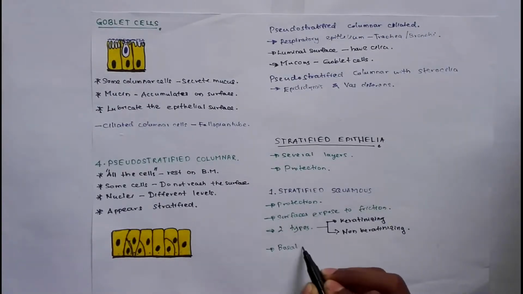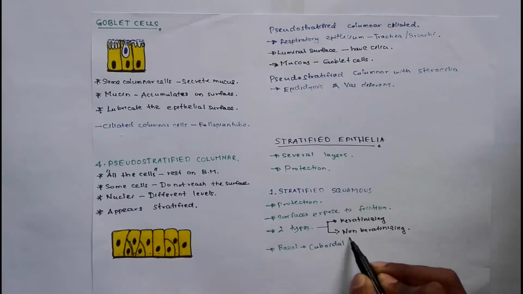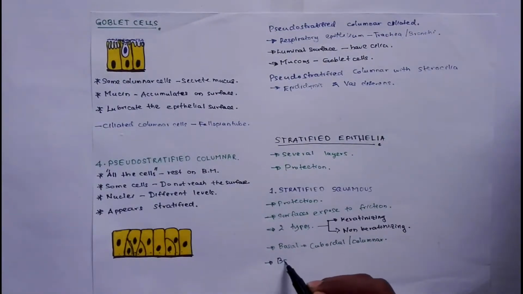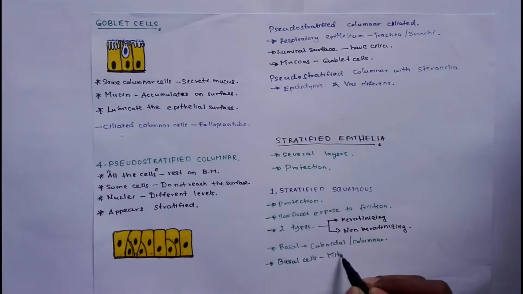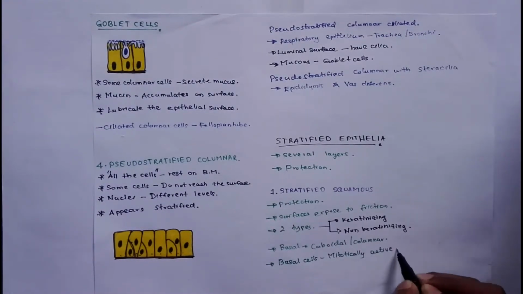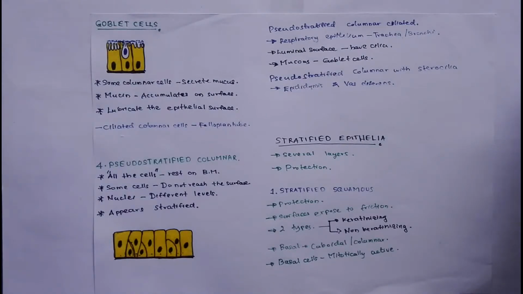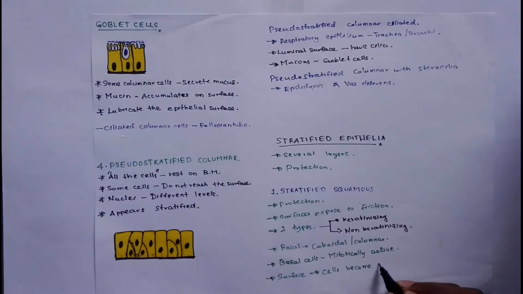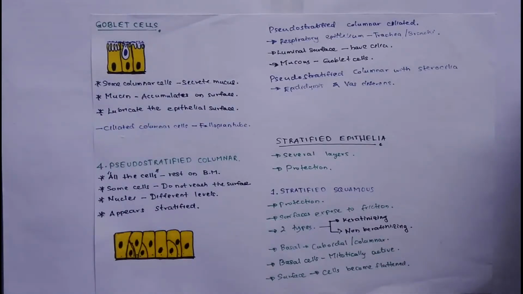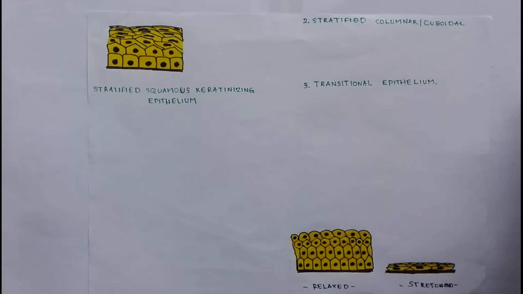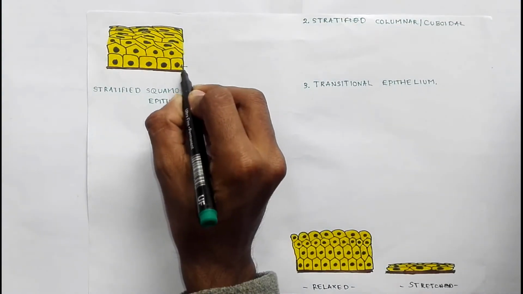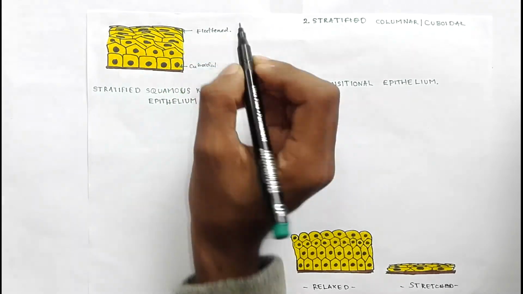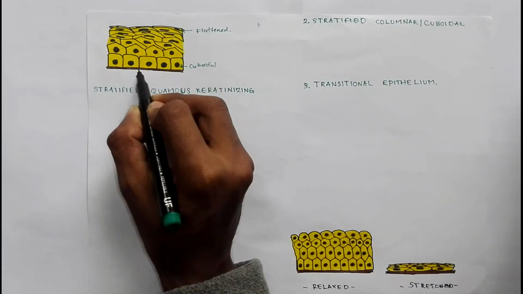Basal layers have cuboidal or columnar cells, and basal cells are mitotically active. Towards the surface, the cells become flattened. Here you can see the basal cells are cuboidal, and towards the surface they become flattened, and only the basal layer lies on the basement membrane.